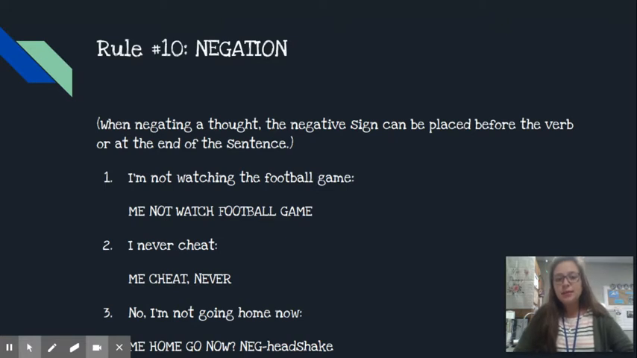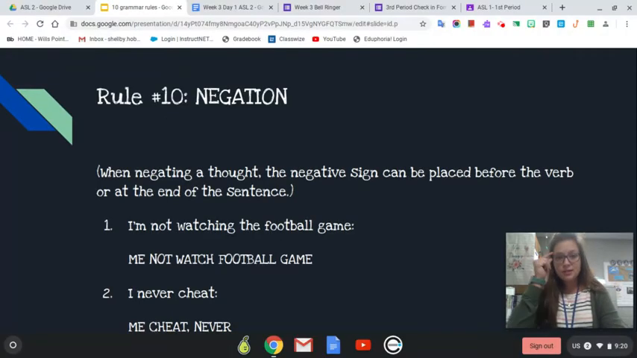And then last one, negations. There's kind of 2 ways to place negations, but last year we focused on just having them at the end, because it says you can also place them before the verb. I think that gets really confusing with all our other grammar rules. So, at the end of the sentence, we just stick to that one. So negations at the end. Okay, so me cheat never. Okay, then the negative word is going to be at the end. Okay, so that's our 10 grammar rules, and so that's what we're going over in class.